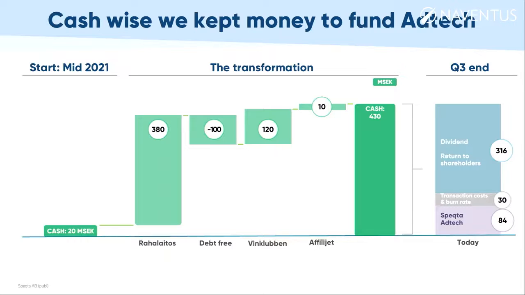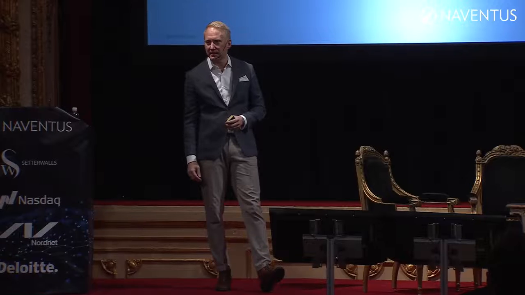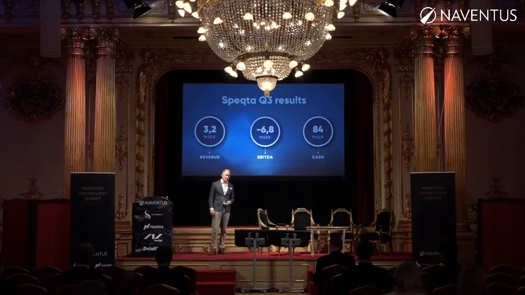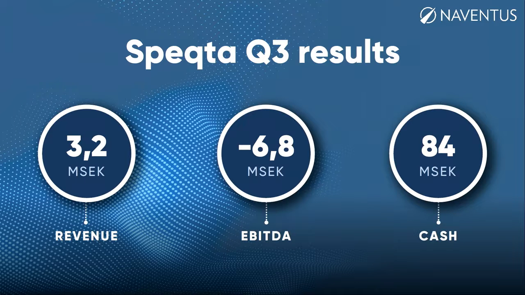So at that point in time, we only had around 20 million in cash. Then we did all these sales, we paid off our debts. We ended up with a cash pool of 430. We did a dividend of 316, and a little transaction cost. So now at the end of Q3, we have 84 million still in the bank to push this more or less funded startup that we have. So in the last quarter, we had revenues mostly from Shopello with 3.2 million, and a negative EBITDA from the burn rate. We are building this service right now. And our cash is currently at 84.